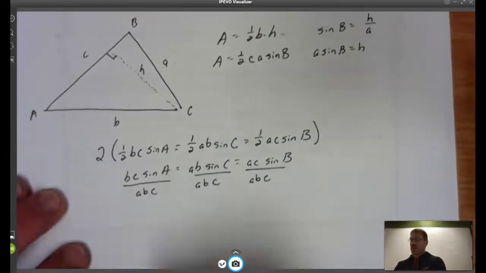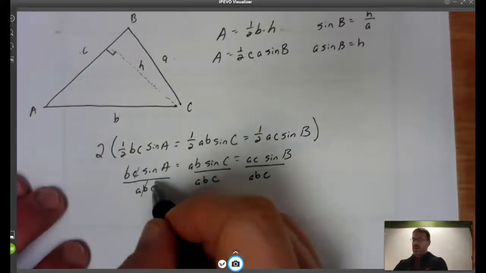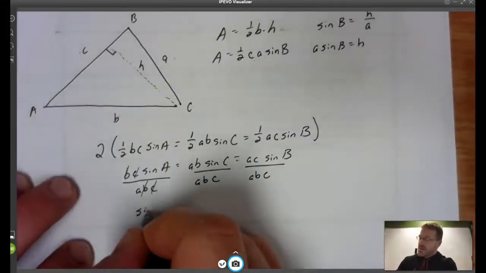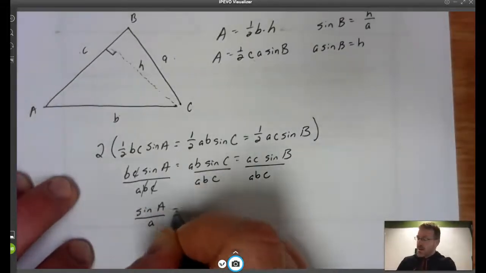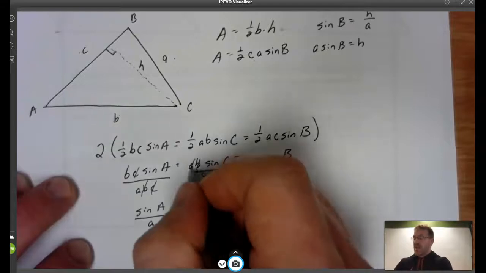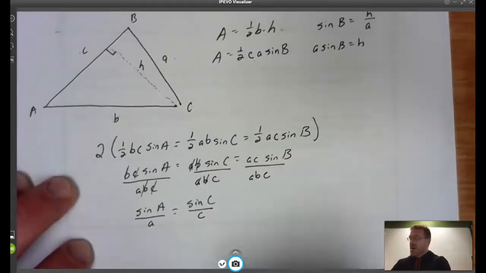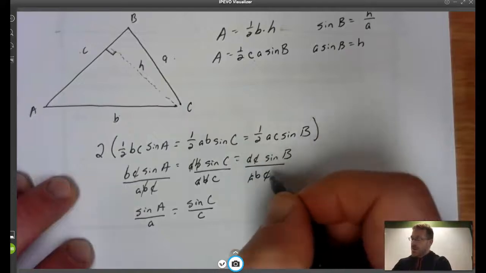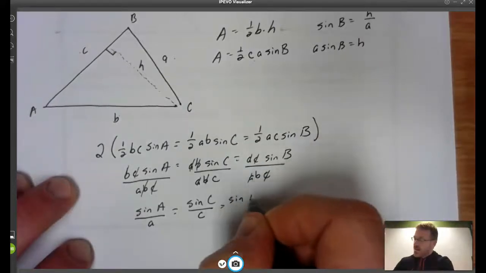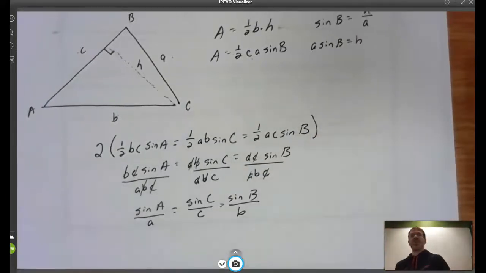So I'm going to do that to all three pieces here. And notice what happens here. b divided by b is 1, c divided by c is 1, and that leaves me the sine of A over little a. b divided by b is 1, a divided by a is 1, and that leaves me sine of C over c. a divided by a is 1, c divided by c is 1, and that leaves me sine of B over b. And this is our law of sines.